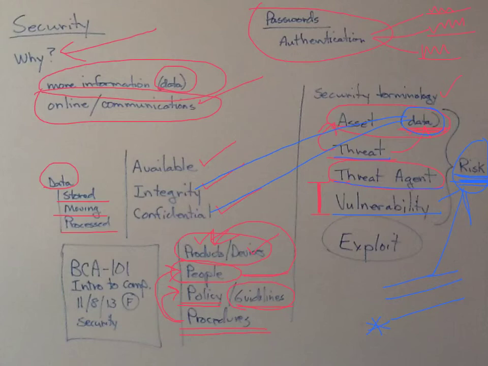Okay, last word here. If the data is compromised, we talk about the term exploit. Somebody did something to the data. Either they found it and read it, or they changed it and adjusted it. But anyway, something happened to the data.